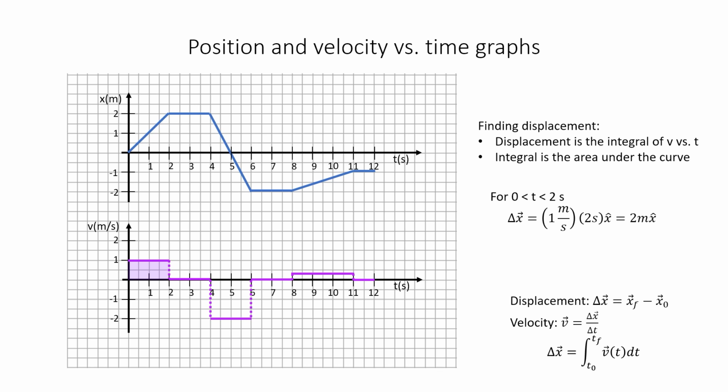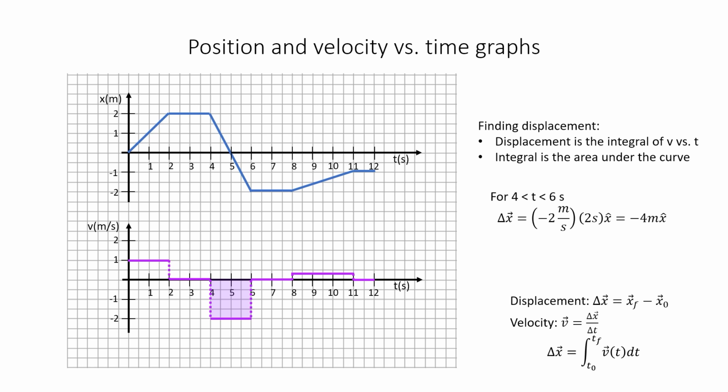of velocity versus time. Between 0 and 2 seconds, delta x is the integral, so the area under the curve is 1 meter per second, the velocity, times 2 seconds, so that comes out to be 2 meters, because the seconds cancel.